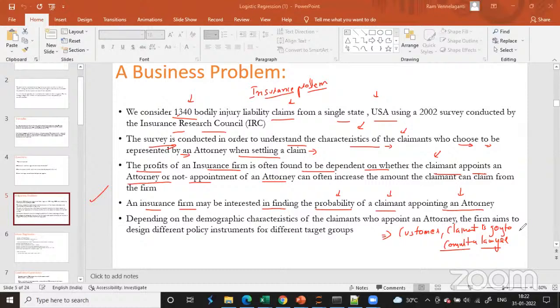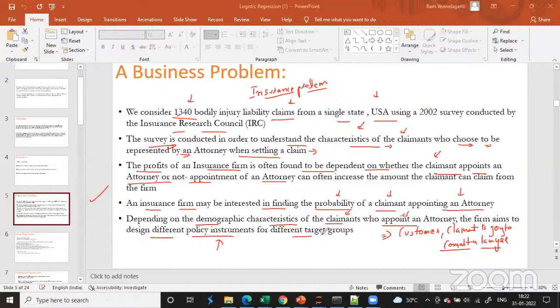That is what we have to understand. So that is the problem objective for us. We have to find out whether that customer or claimant is going to consult a lawyer or not. Depending upon the demographic characteristics of claimants who consult a lawyer, the insurance company is going to design different policy instruments for different target groups. So if the insurance company can understand who are those customers who are going to consult a lawyer, then the insurance company is going to develop new policy instruments which are going to help these kinds of customers or claimants. That is the idea. That is the objective.